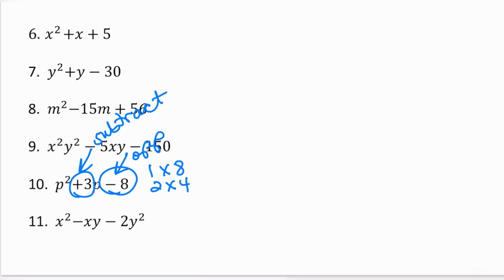Well, 8 and 1 is going to give me a difference of 7. 2 and 4 is going to give me a difference of 2. There's no way I'm going to get a 3 at all from this, which means that I cannot factor, so I call this prime.